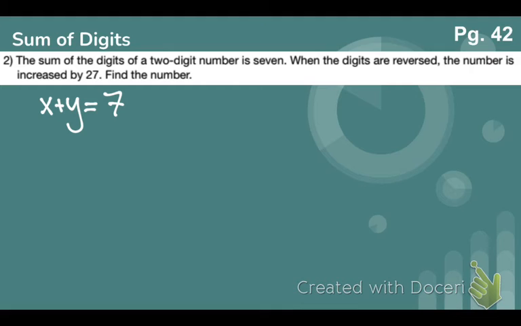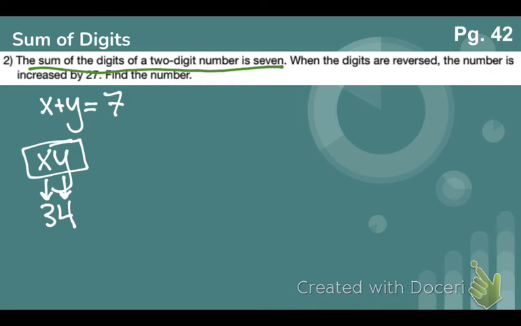So we have a two-digit number. Our two-digit number is xy. If we had 34, we're just going to call our number xy. And when we added those digits together, we got 7. So that's our first equation. That's what this is telling us.